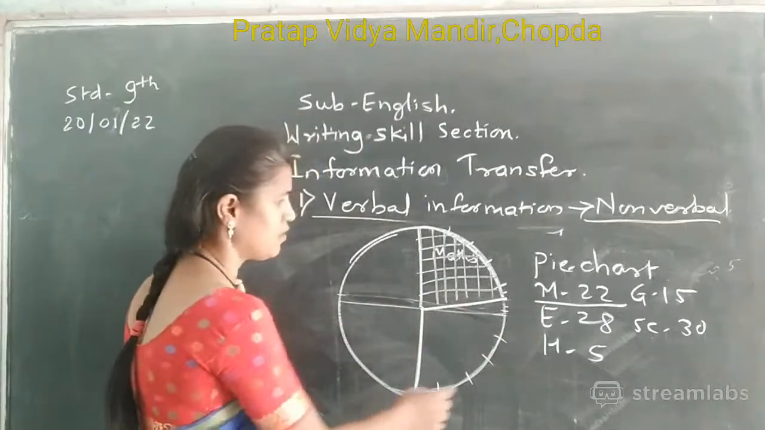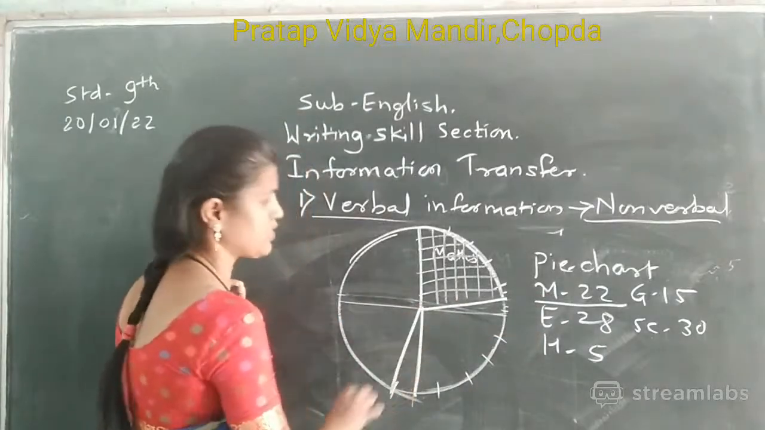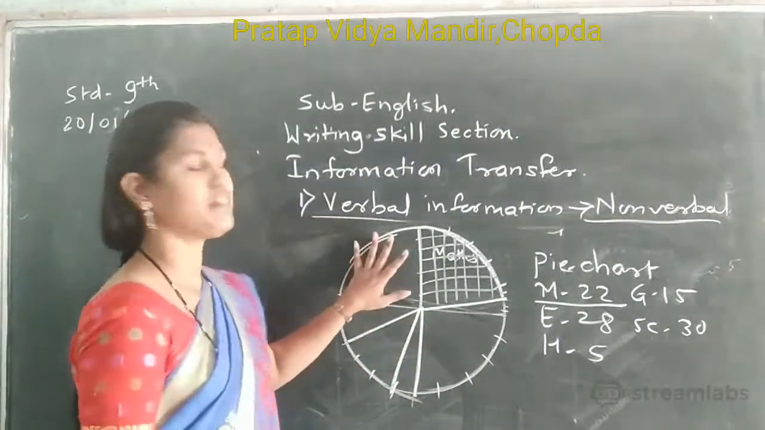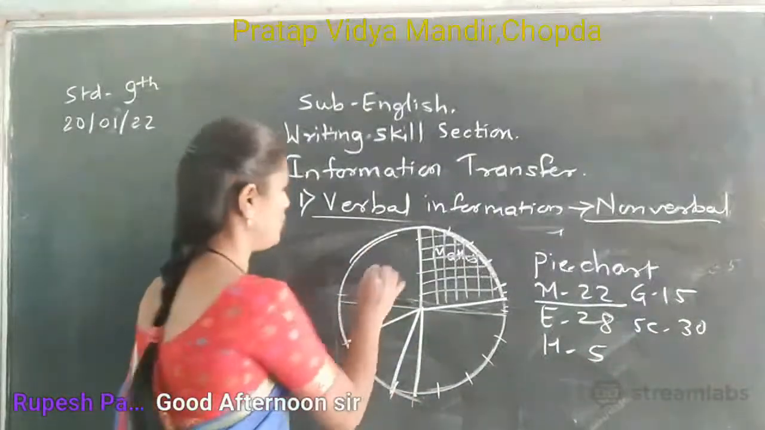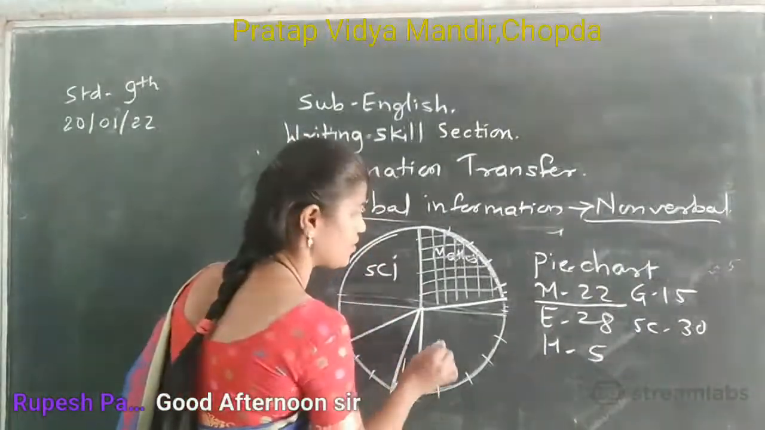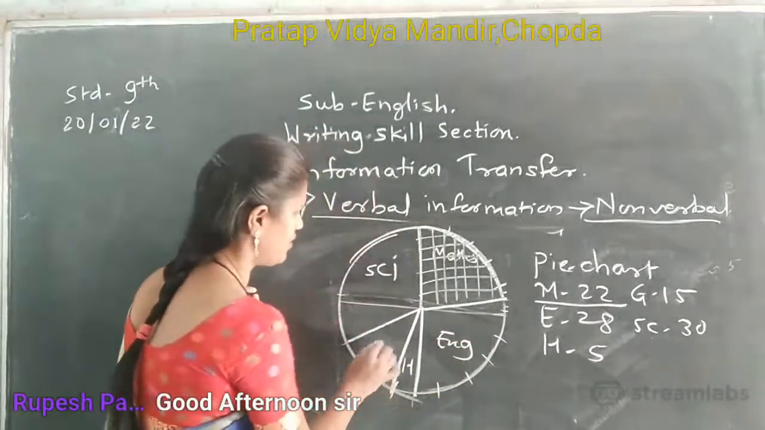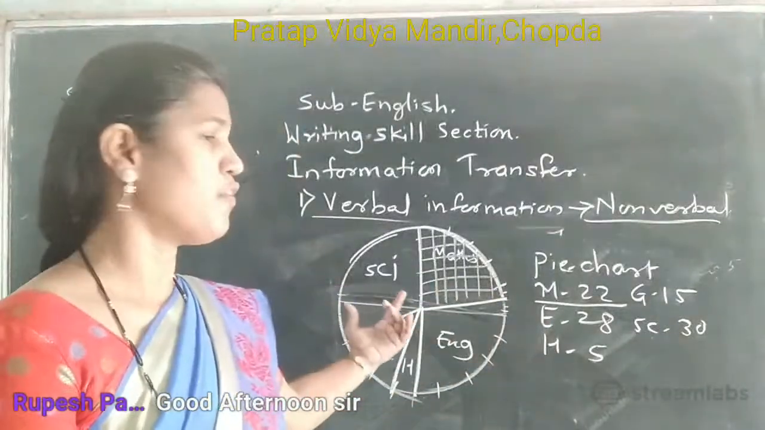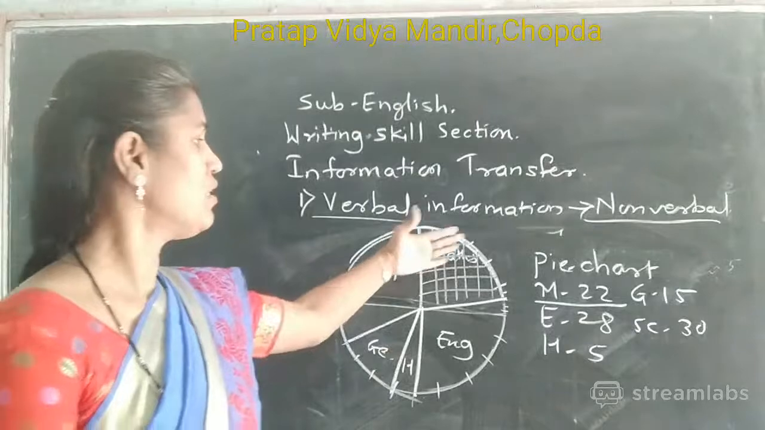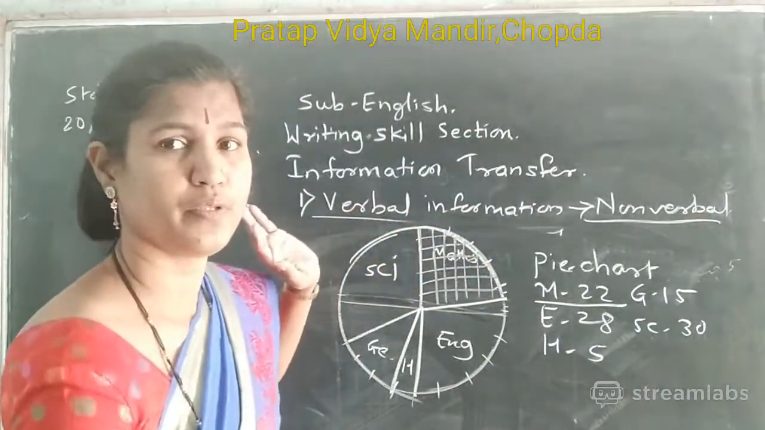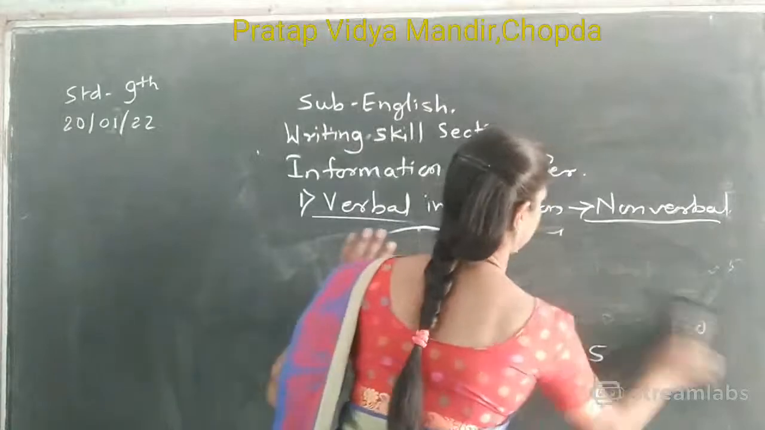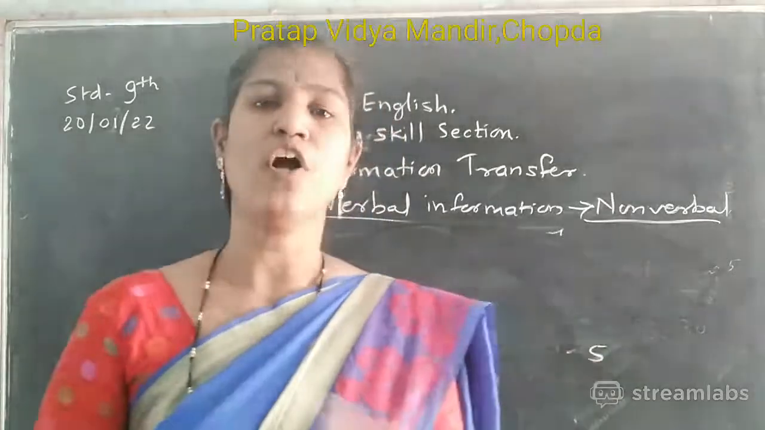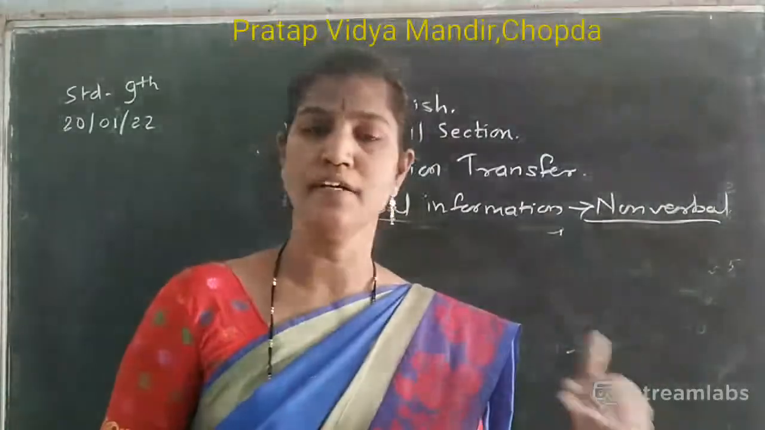Now 5. So here of history 5, then geography 15, this 15, and the rest remaining is of science. So you can complete the information here: history, then English, and here is geography. So in this way you can transform this information, the verbal information, into a diagram. Okay. Now I just discussed in what format you have to transfer the information.